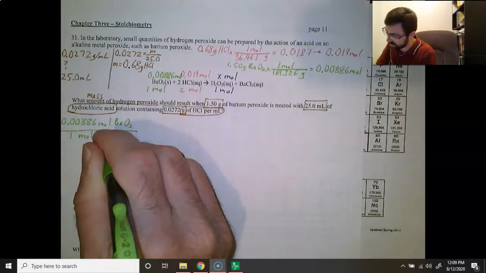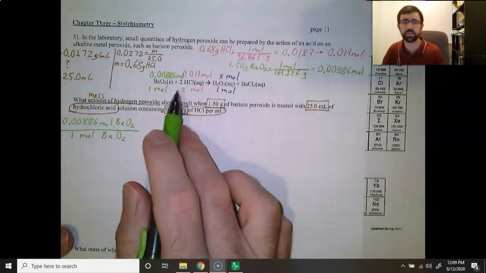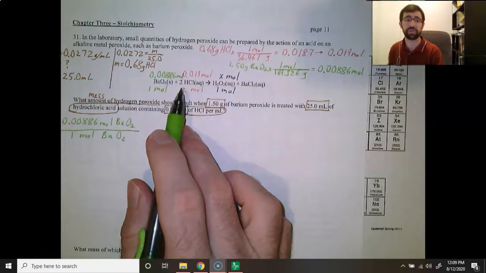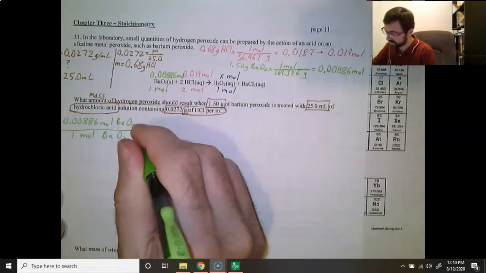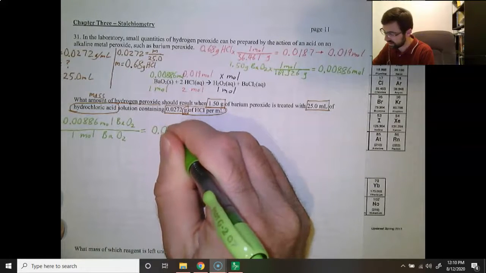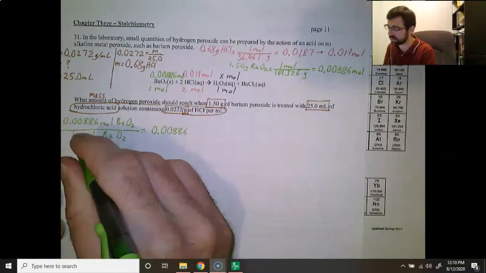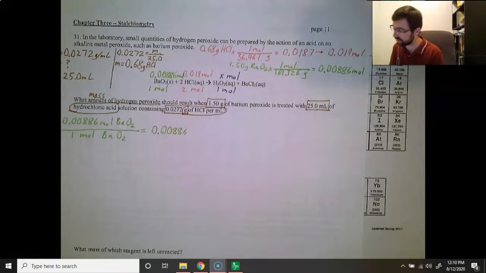Now, since it gave me the amounts of 2 reactants, I know this is a limiting reactant problem. So my first step is to find out how many batches of the reaction I can do. How many times can I do this reaction with 0.00886 moles of BaO2? If I divide that, I just get 0.00886, and my units cancel out, so this number doesn't have a unit. It's just telling me how many times I could do the reaction if I tried to.